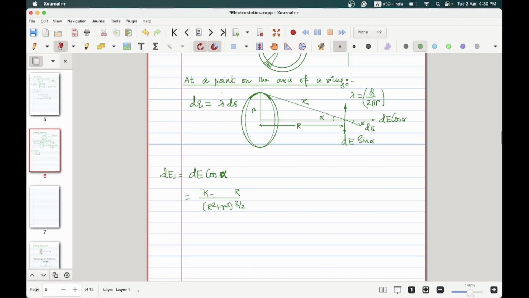And this is lambda ds. So this is basically kR by (R square plus r square) to the power 3 by 2, lambda, and integral ds is what? 2 pi r. So this 2 pi r means Q, so kQR by capital R.